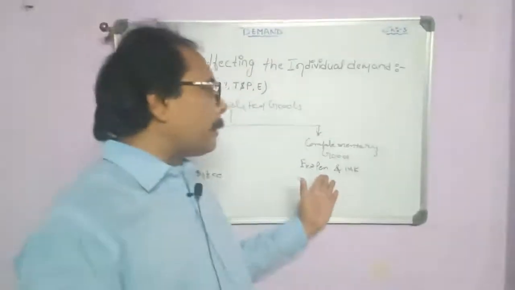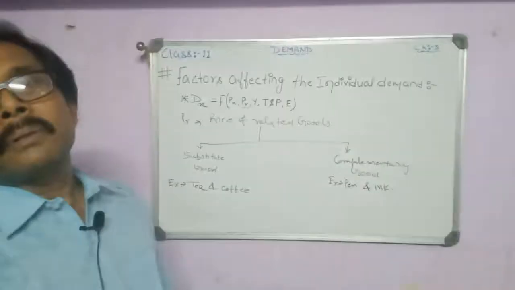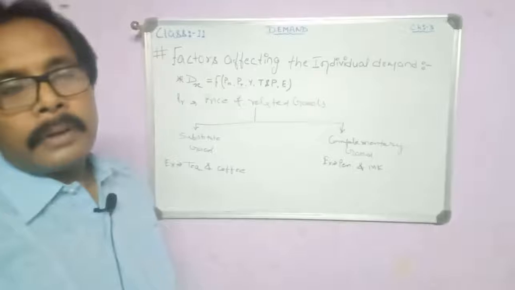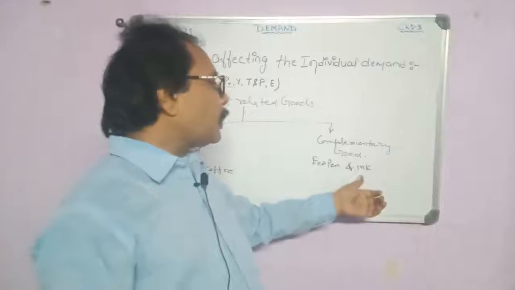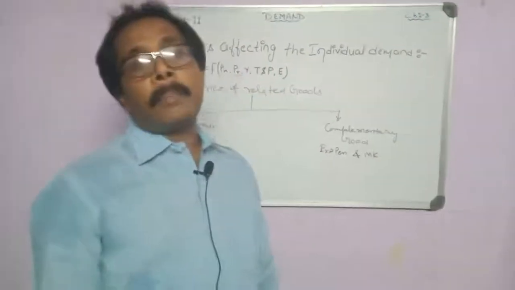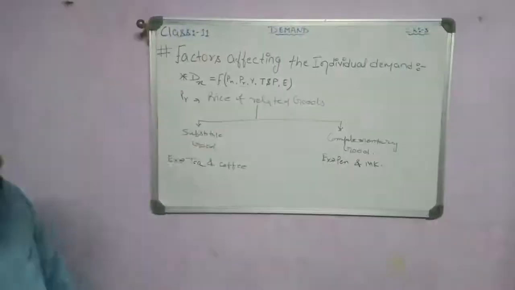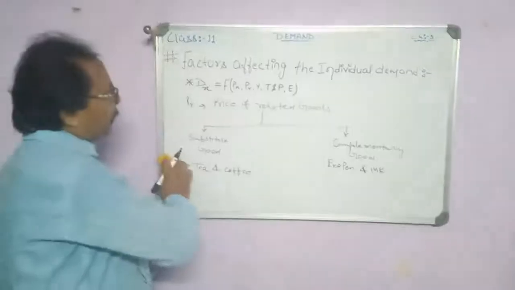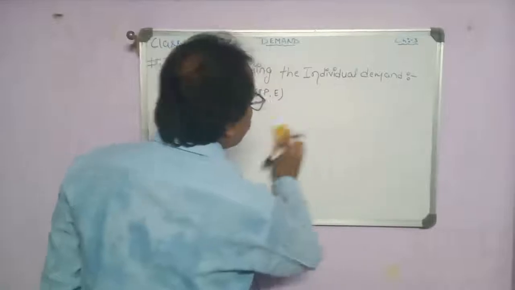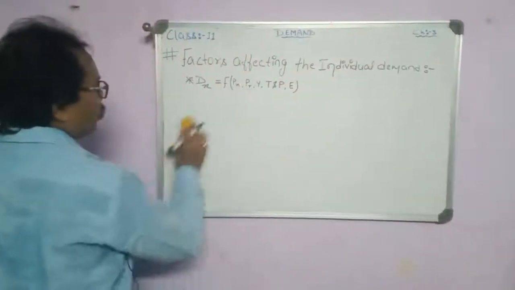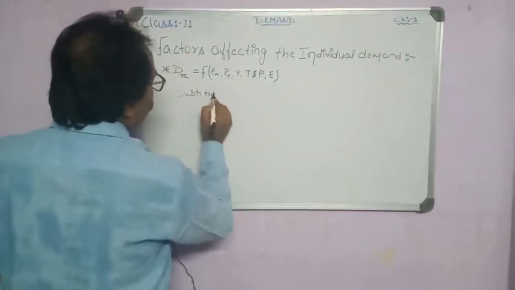Here I have taken the example of pen and ink. If there is no ink in the pen, there is no use of that pen, and the pen has no ability to satisfy the consumer's needs. On the other hand, if you have the ink but you have no pen, in that case also there is no use. Now come to the diagrammatical presentation and the tabular presentation. First I am going to discuss the substitute goods.